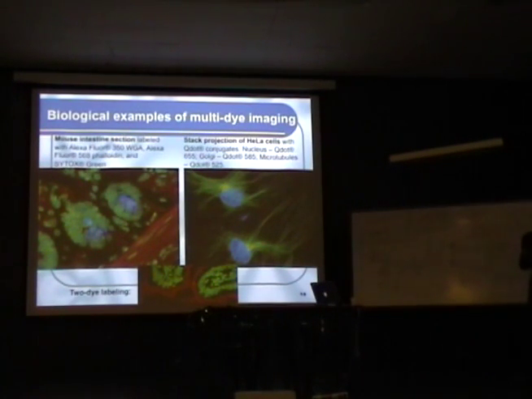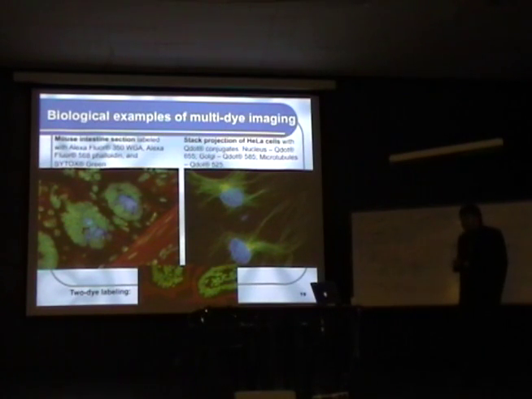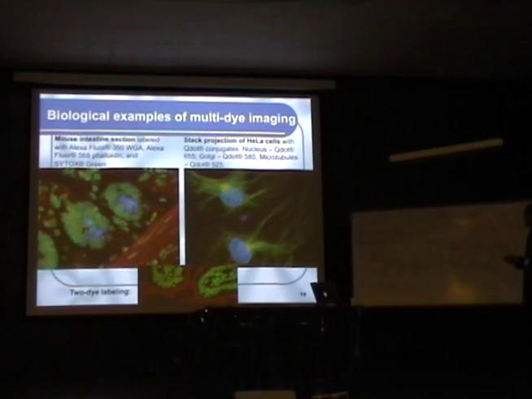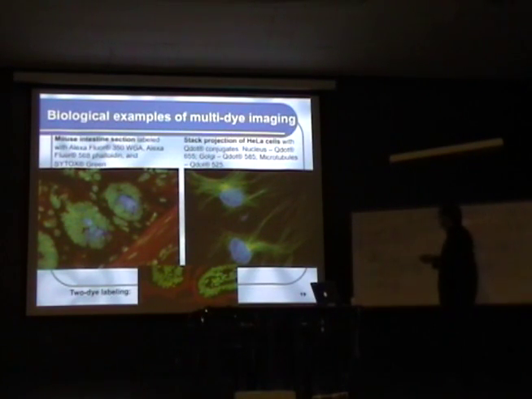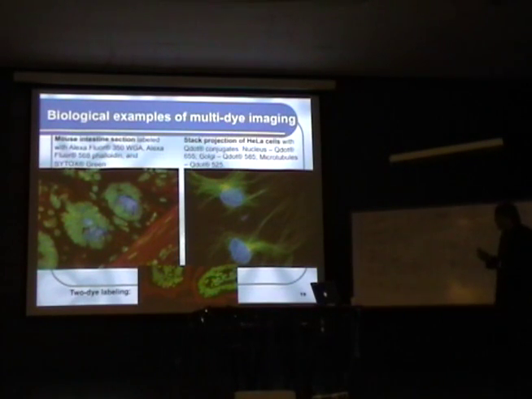Now, one can do more than just labeling with two dyes. Here you can see more complicated biological examples where three different fluorescence dyes have been used, and therefore three different lasers have been utilized to excite those three different fluorescent dyes. The overlay of fluorescence signals coming from those different dyes in a single image allows one to simply visualize how the different components of this complex biological system are spatially located with respect to each other.